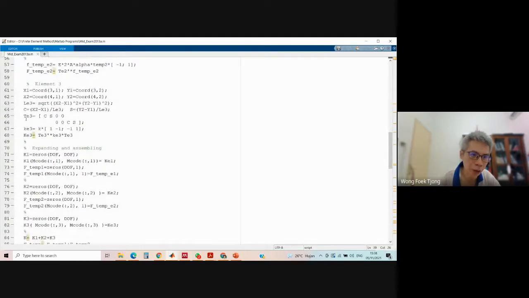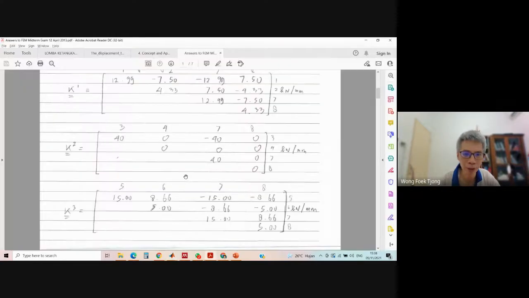We use a transformation matrix for the spring, but the spring stiffness matrix is given by this in the local coordinate system. How to compute the global one? Use this one, right? The transformation matrix for element 3, that's the spring, transpose, times the stiffness matrix, times the transformation. Up to this point, any questions?